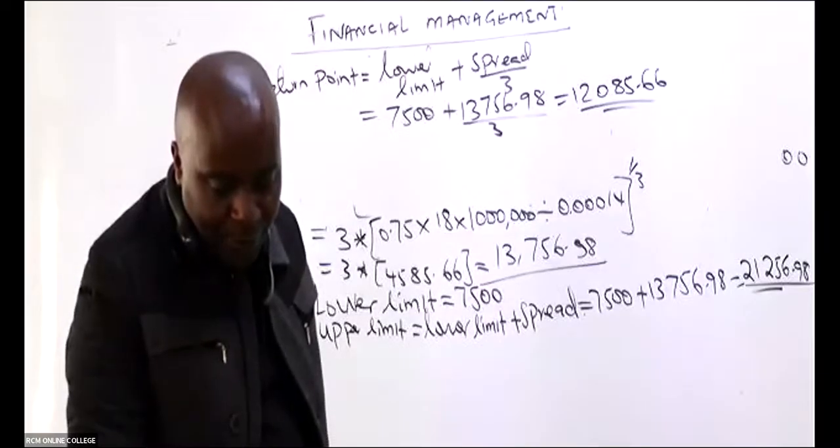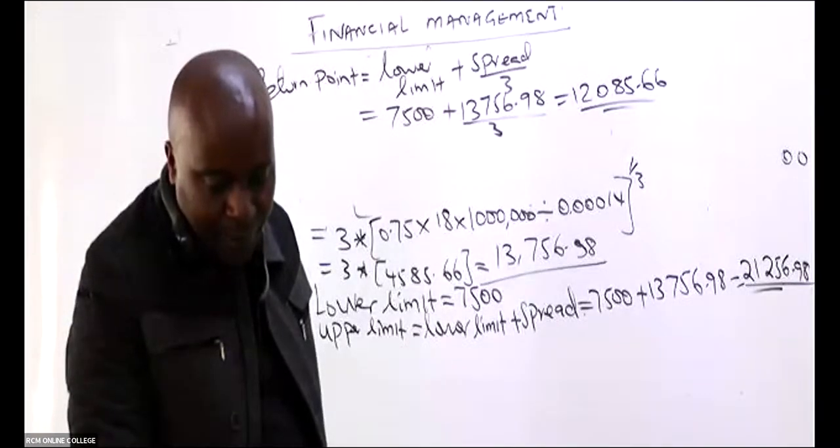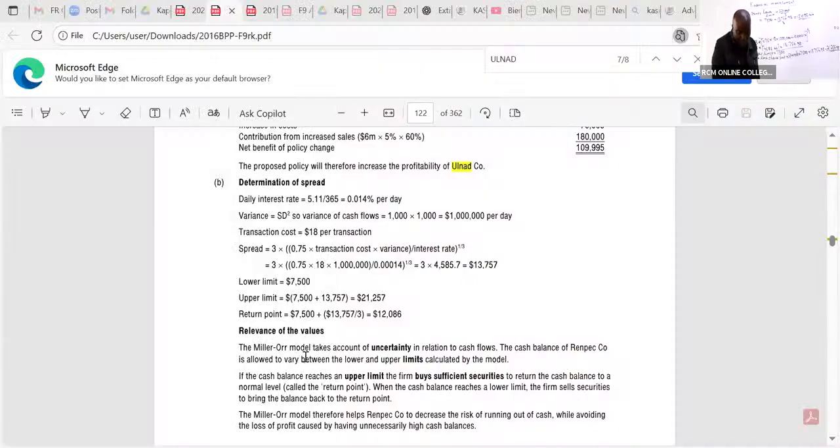Relevance of the values. So the relevance of the values. We are told here, Miller-Orr model takes into account uncertainty in relation to cash flows. The cash balance of RENPEC company is allowed to vary between lower and upper limits calculated by the model.